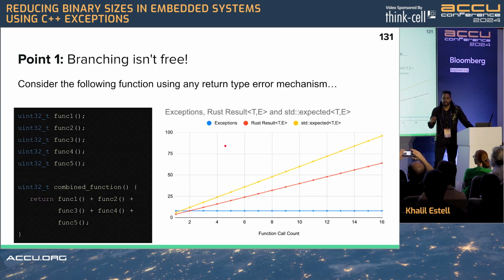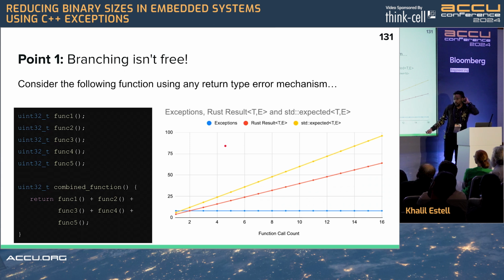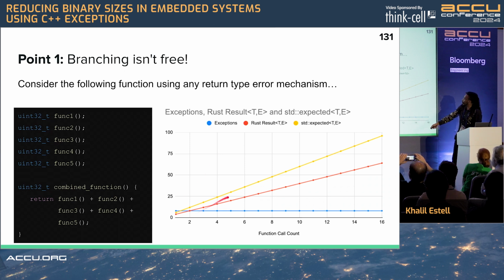Here's why. Point number one, branches are not free. I don't know why we ever thought they were free, but they never have been. So if I wanted to add up these 5 functions and each one of them could emit an error, I know adding is a very simple thing, but I want to simplify it here. Well, the more checks I need to do, this all just simply scales. If your cost per check is 6, it scales a little faster. If it's 4, it scales a little faster.